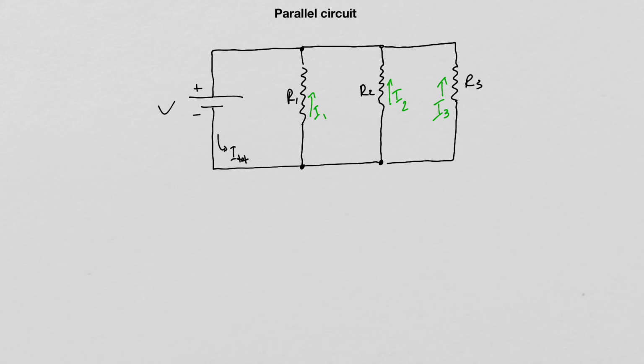Now, since the three resistors are connected to the terminals of the battery, the potential difference or the potential drop for each resistor, I'm going to label V1, V2, and V3. But since those resistors are connected to the battery the same way, these potential differences are actually equal to the potential difference or to the voltage supplied to the circuit by the power source. And so this is my first rule.